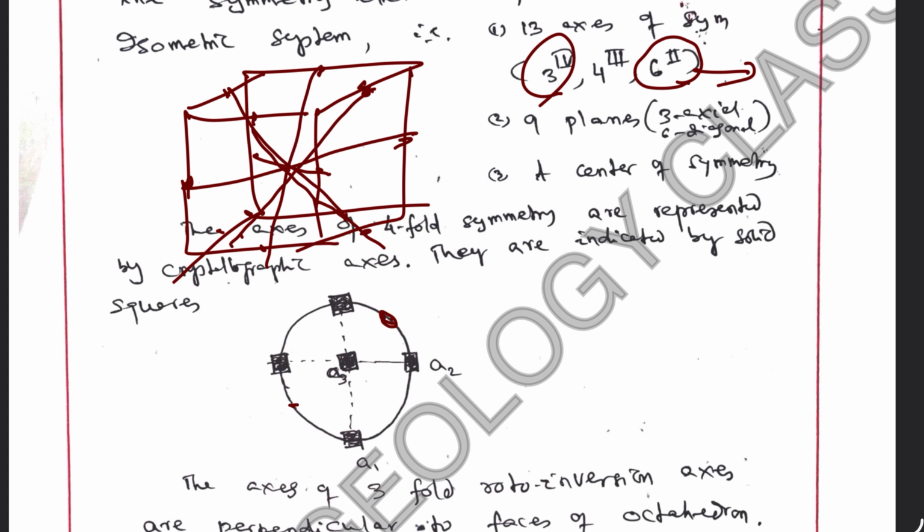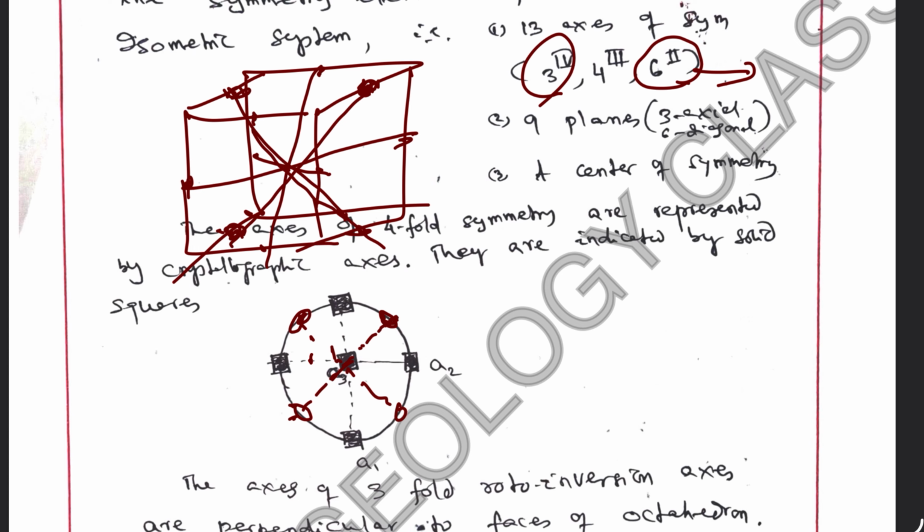This is the axis of 2-pole symmetry. Axis of 2-pole, the 6 edges, 6 opposite, there are 12 edges. So 6 pairs of edges. So each pair will correspond to an axis of 2-pole symmetry. This will be an axis of 2-pole symmetry. This is an axis of 2-pole symmetry.